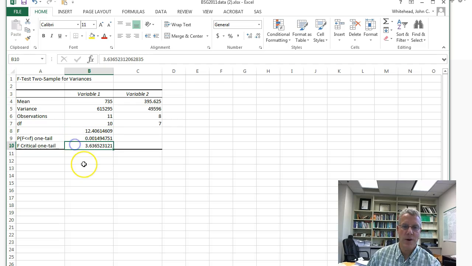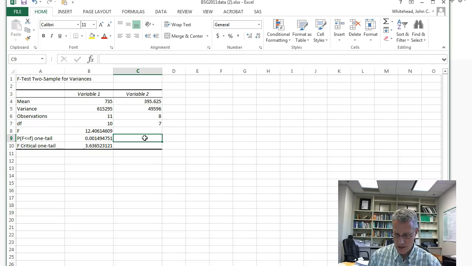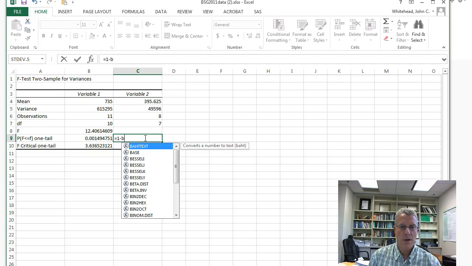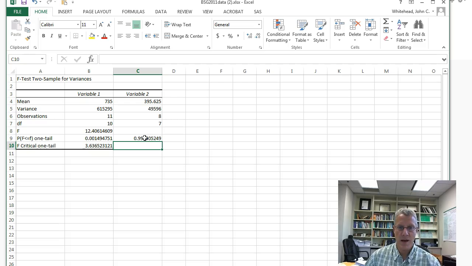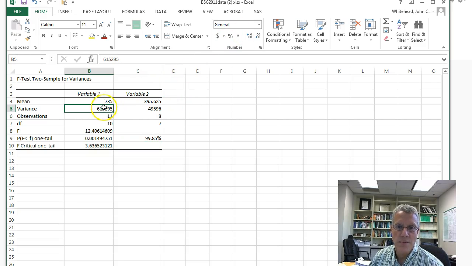The F-stat is greater than the critical value, so if we're conducting a hypothesis test, then we're going to reject the hypothesis that the two variances are equal. And there's the p-value. There's a lot of zeros to the right of the decimal. So 1 minus the p-value tells us the confidence that we have in our conclusion here. And we're 99.85% sure that the variance for variable 1 is greater than the variance for variable 2. So that's it.